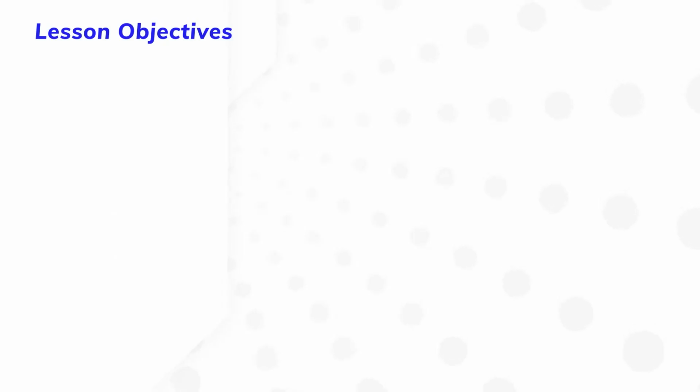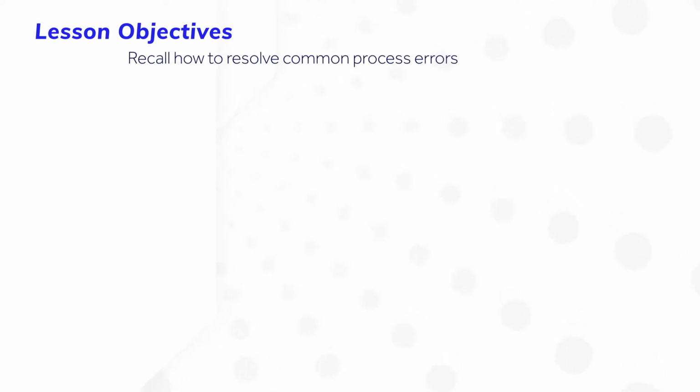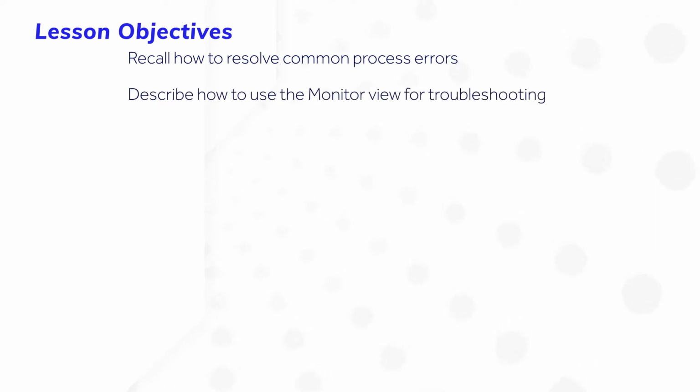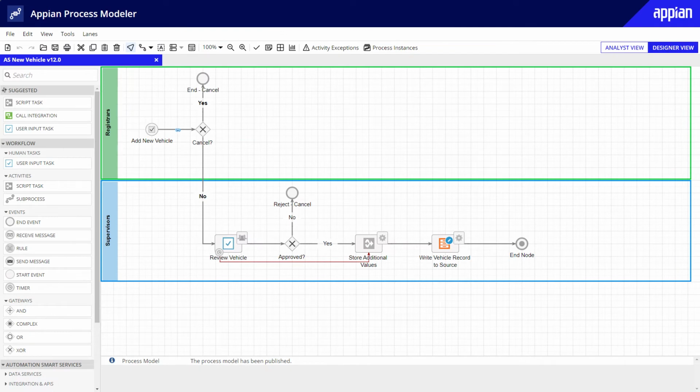After completing this lesson, you should be able to recall how to resolve common process errors, and describe how to use the monitor view for troubleshooting. As you develop your process model and debug after each node, you may run into issues that you need to resolve. In this lesson, you'll learn how to resolve common process errors and where to go to investigate process issues.